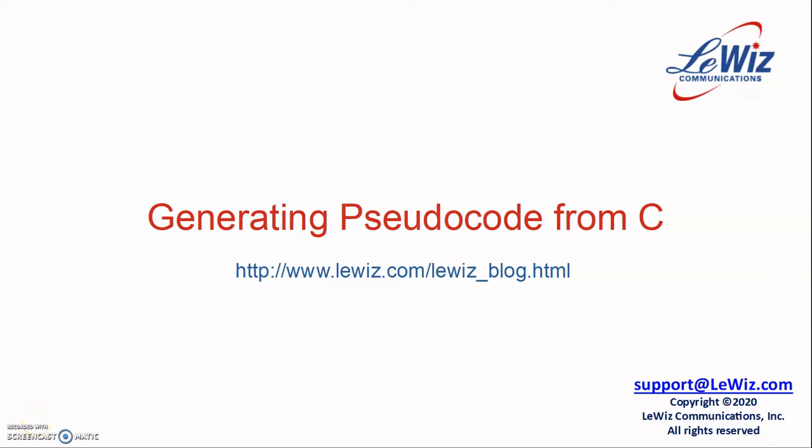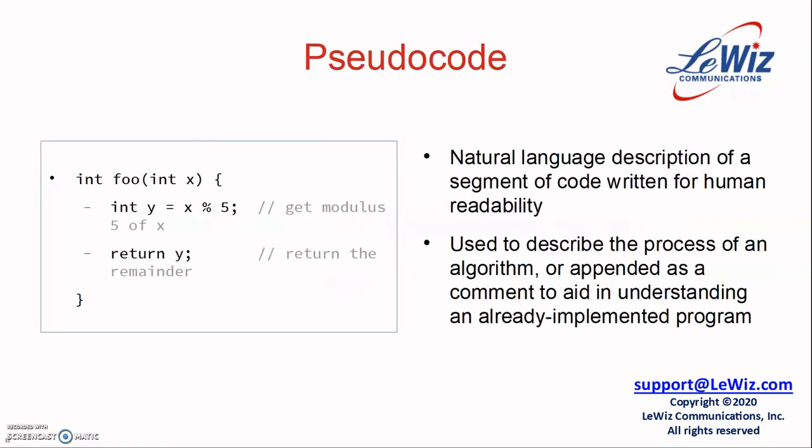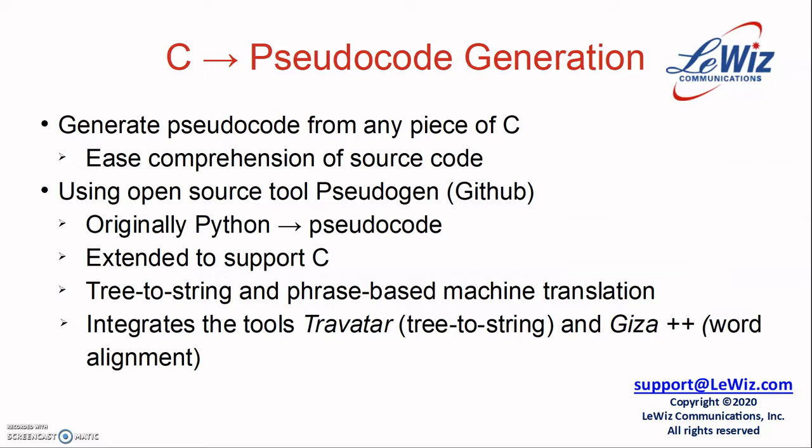In this video, we will discuss a tool for generating pseudocode from C. Pseudocode is the natural language description of a segment of code written for human readability. It is used to describe the process of an algorithm or appended as a comment to aid in understanding an already implemented program. Now, this tool aims to generate pseudocode from any piece of C and ease comprehension of source code.